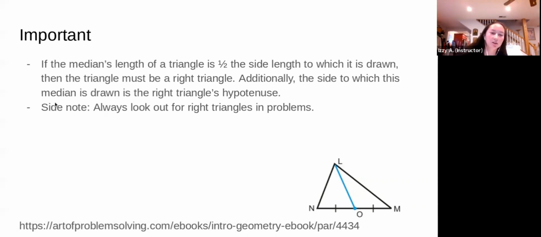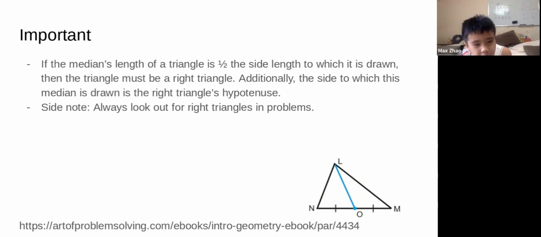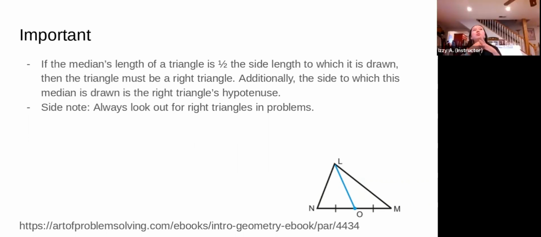And this is just a side note, but you always want to look out for right triangles because they're pretty useful in problems. And you can also apply the Pythagorean theorem so that you can find even more measures and lengths. You can also use 45-45-90-degree triangles or 30-60-90-degree triangles to figure out different side measures. So right triangles are quite handy.